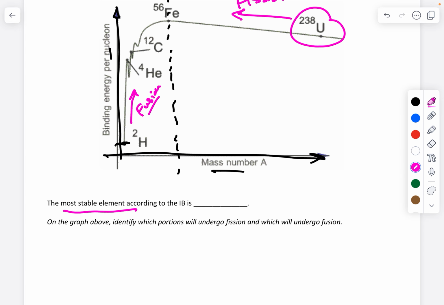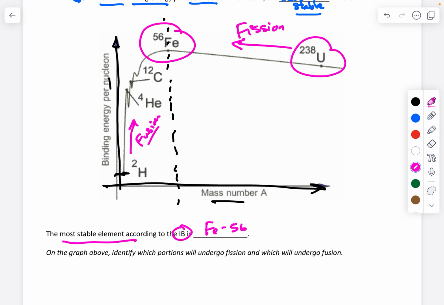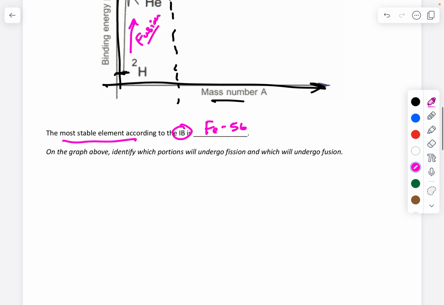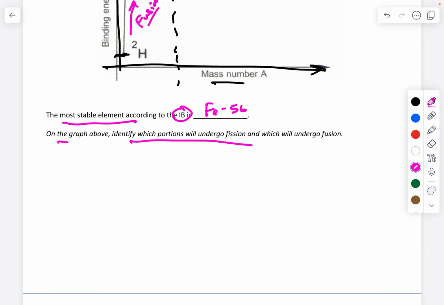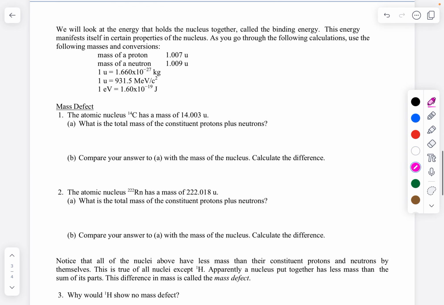The most stable element according to IB is going to be iron 56. As you can see, iron sits right here where it is super stable. Once you get to this point, then you start going this way, which elements do not like, I suppose you can say. It says on the graph to identify the portion that undergoes fission and fusion, and we already did that.